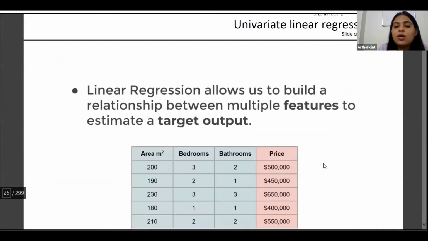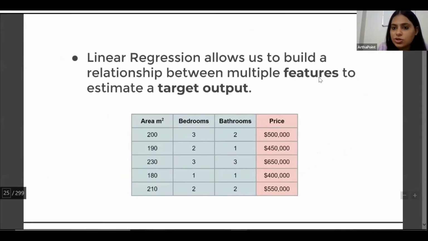Okay. Now, what is linear regression? So linear regression basically allows us to build a relationship between multiple features, which means multiple independent variables, to estimate a dependent variable. So in this case, I should not only have one independent variable, I can have more than one independent variable also. Like for example here, my price of the house depends on area, it depends on number of bedrooms, it depends on number of bathrooms.